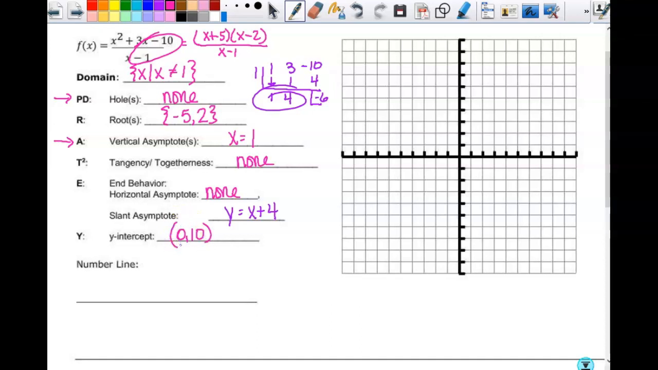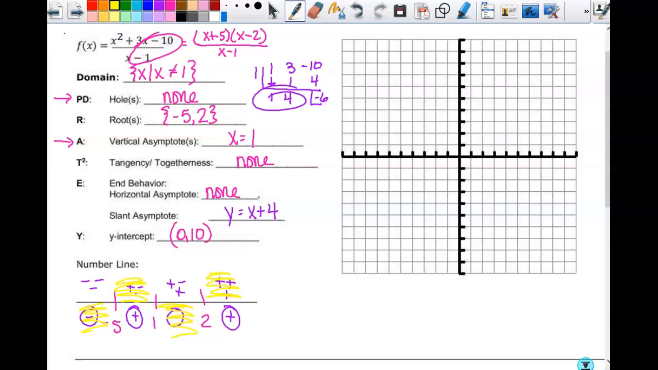So on my number line goes my roots and my asymptotes. So I have negative 5, 1, and 2. Then I test things. So I'm going to substitute in a negative 6. Right here, it's going to give me negative, negative, negative, negative overall. Then I can substitute in a 0. That's going to give me positive, negative, negative, positive overall. 1.5 is going to give me positive, negative, positive, negative overall. 3 will give me positive, positive, positive, positive overall. So this is negative, positive, negative, positive.